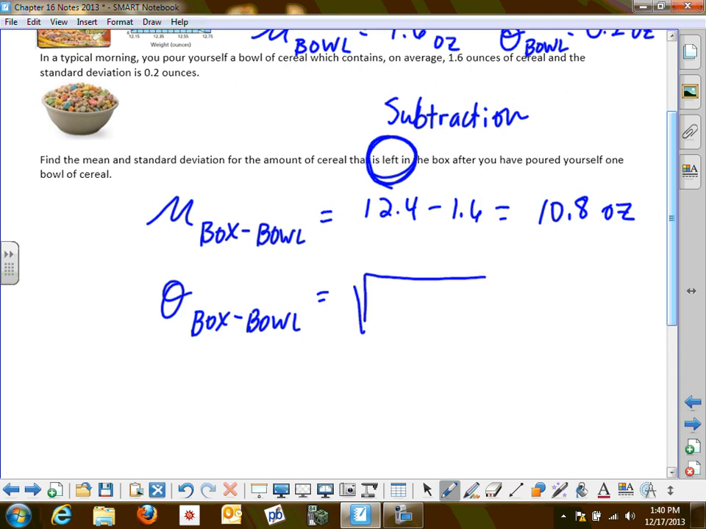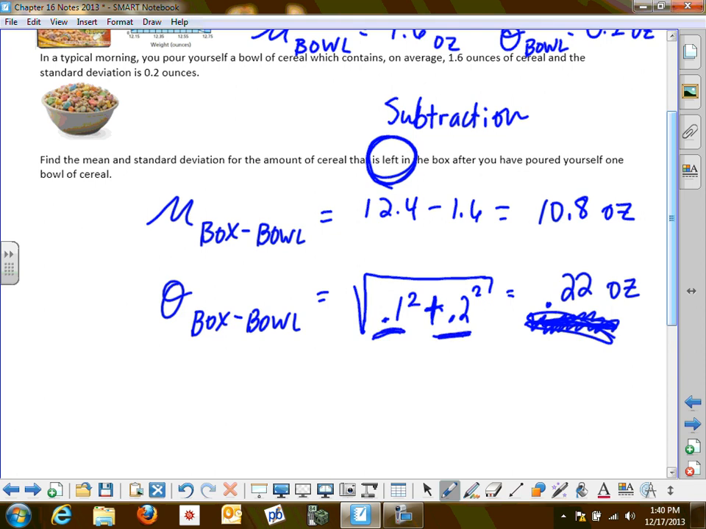The square root of 0.1 squared plus 0.2 squared. That number comes out to be 0.22 ounces. So I had miscalculated something earlier and I thought it was strange because this wasn't big. This has to always be bigger than these individual standard deviations alone. Isn't the hypotenuse always bigger than its legs? Yes. So if you do not get this number bigger than each individual standard deviation, then you did something wrong.